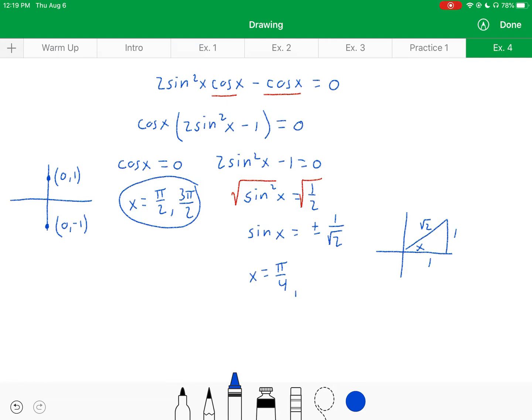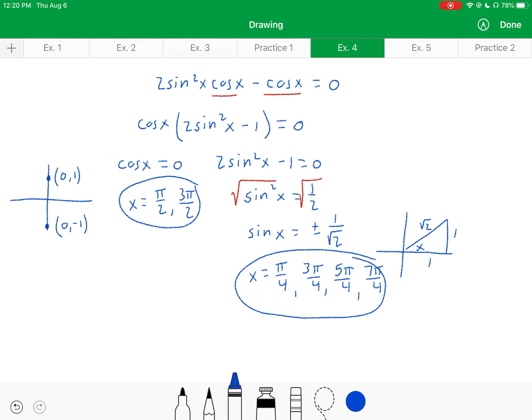Treat that as a reference angle in the second quadrant. That's going to lead to 3 pi over 4. In the third quadrant, it would be 5 pi over 4. And in the fourth quadrant, 7 pi over 4. So notice we're ending up with a total of 6 solutions for this equation. Okay.